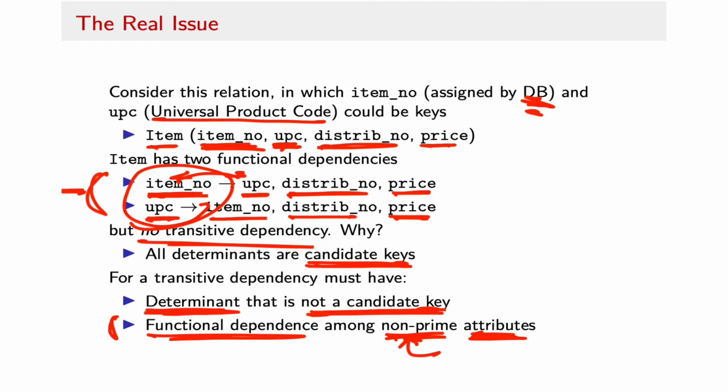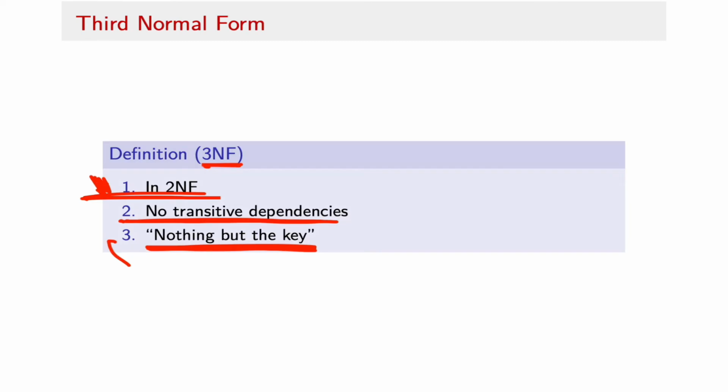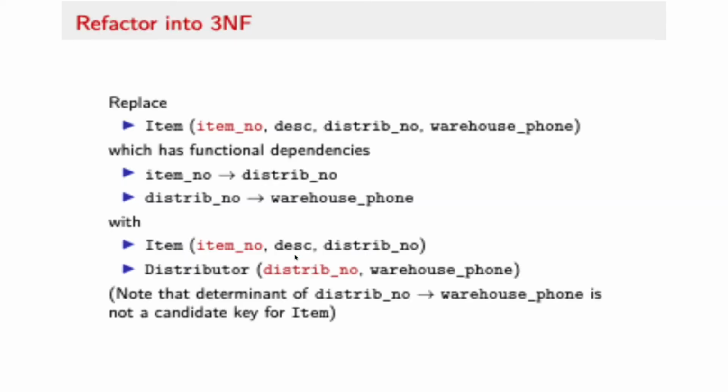If we go back and think about this definition, all of the determinants are candidate keys, right? If we have other determinants that are not candidate keys, which violate that nothing but the key idea, then we have a possibility of transitive dependencies. So that's just a simple way to remember what we're after when we're going to third normal form.